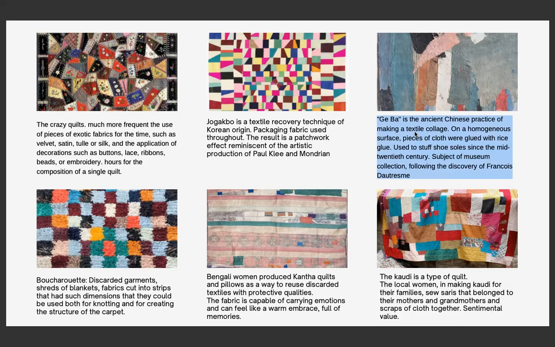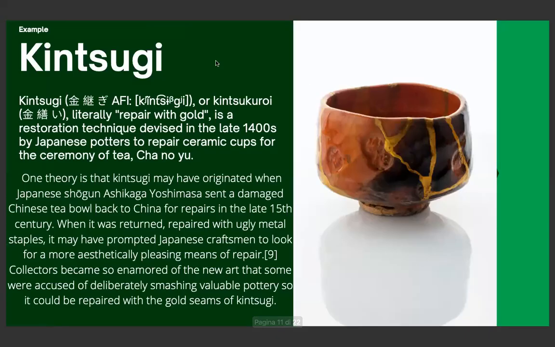So, in other cultures, there is this other example, kintsugi, which literally means repair with gold, a restoration technique from Japan, where potters repaired ceramic cups for the tea ceremony. One theory about the creation of this technique is that there was a shogun, Ashikaga Yoshimasa, who sent a damaged Chinese tea bowl back to China for repairs. When it came back repaired with ugly metal staples, it may have prompted Japanese craftsmen to look for a more aesthetically pleasing means of repair.